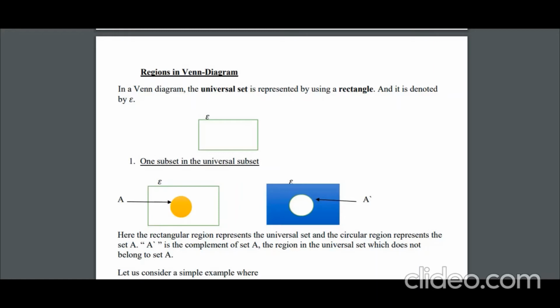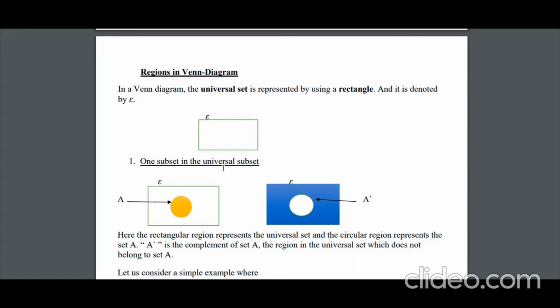So let's look at the regions in a Venn diagram. In a Venn diagram, we have the universal set. The universal set is represented by this particular symbol and a rectangle. Within that, we put in the subsets. For example, this A is a subset, just as we did before in a Venn diagram.